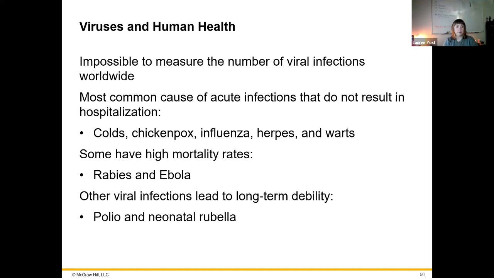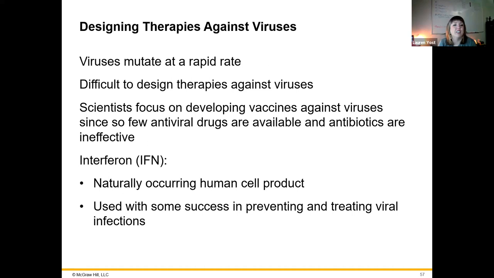So obviously viruses cause disease. I mean, I feel like that's what the slide is saying. Yes. Yeah, some are worse than others. Okay, we're trying to have therapies against viruses.